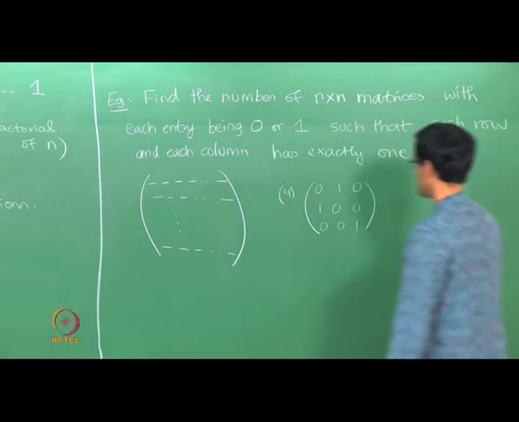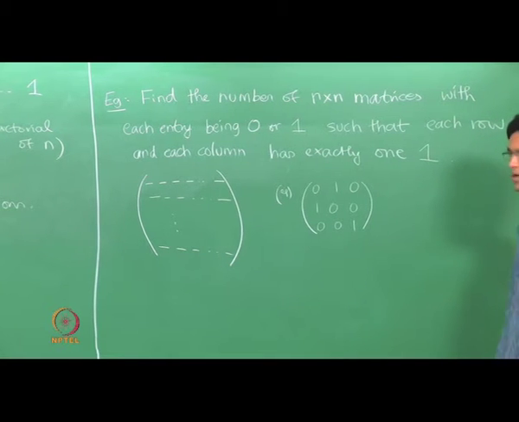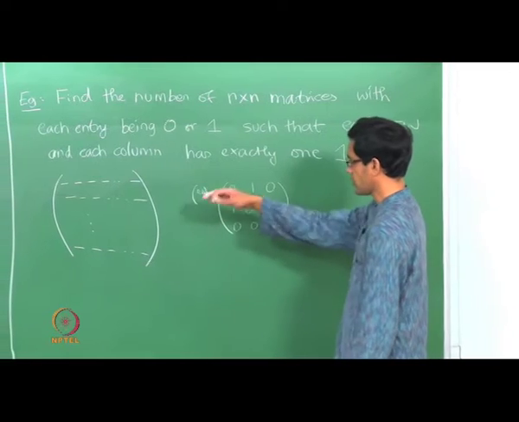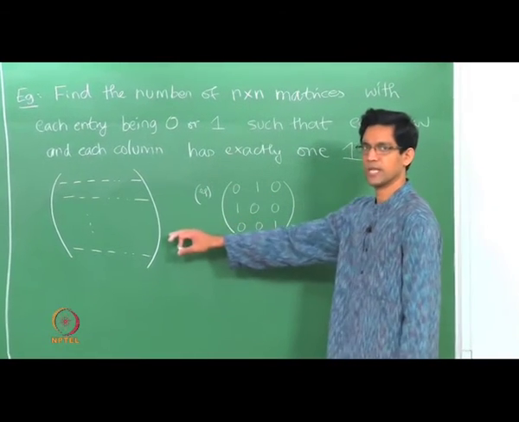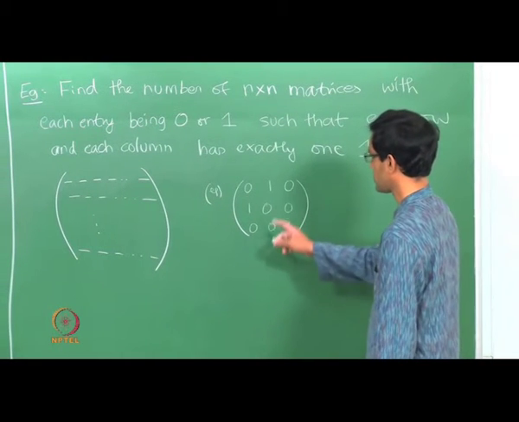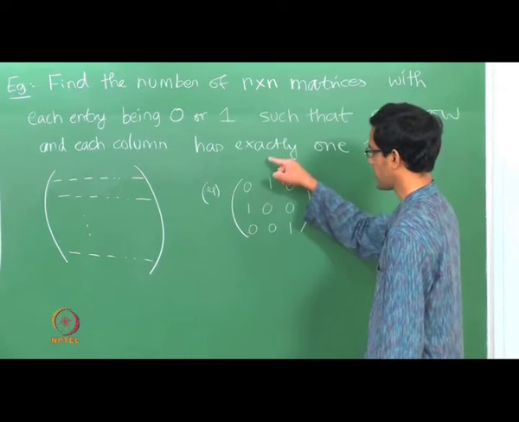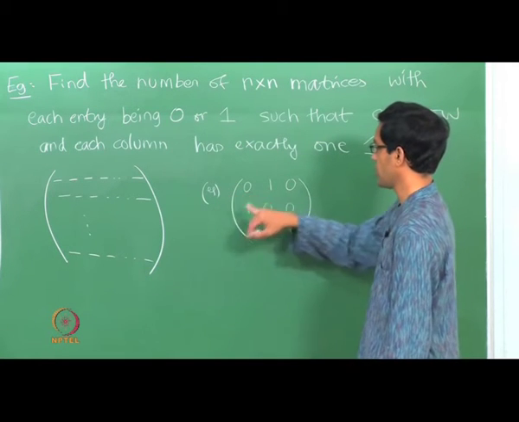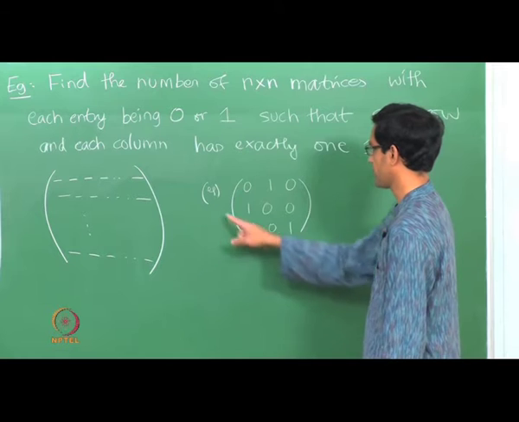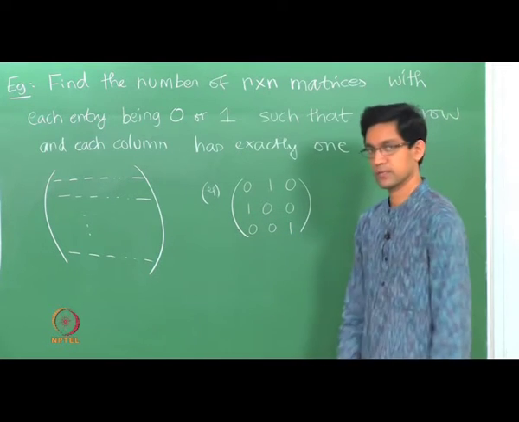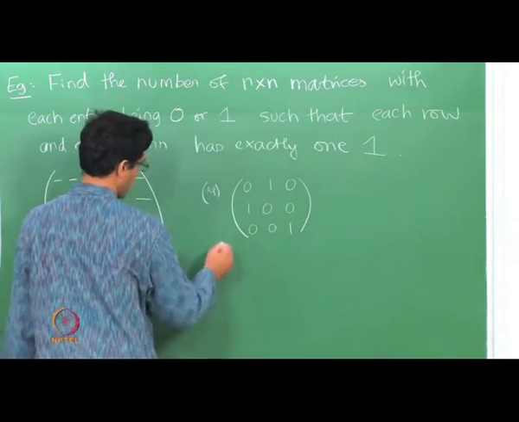So here is an example of a 0 1 matrix in which all rows and all columns have some 1. So how do you encode this information? Suppose you are given a 0 1 matrix like this. What we could do is the following. We could note down in each row the column number in which the 1 occurs. So for example, in the first row the 1 occurs in the second column, in the second row it occurs in the first column, and in the third row it occurs in the third column. So this matrix here we would encode as follows.